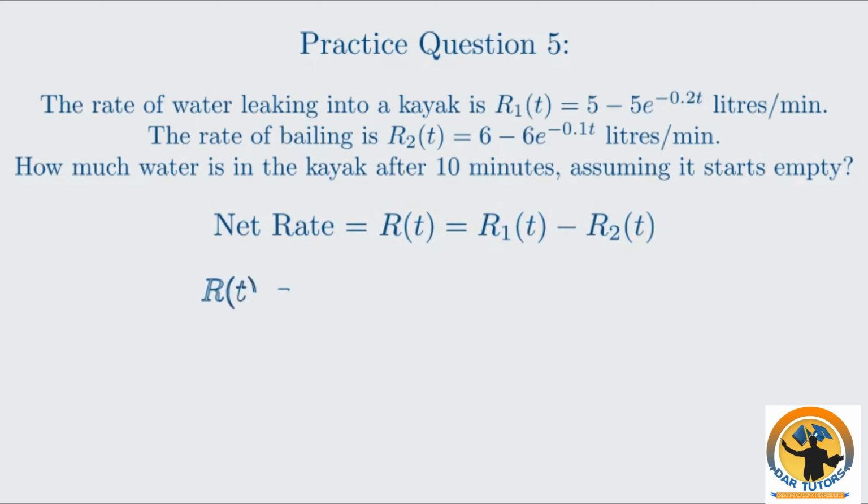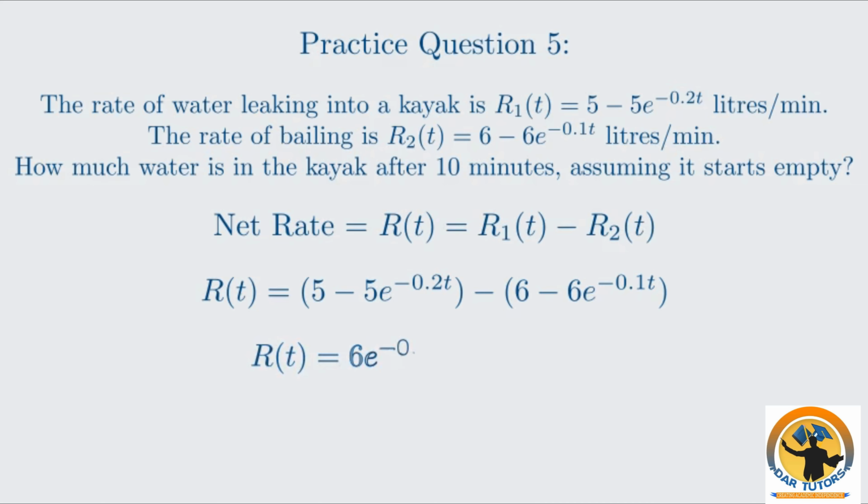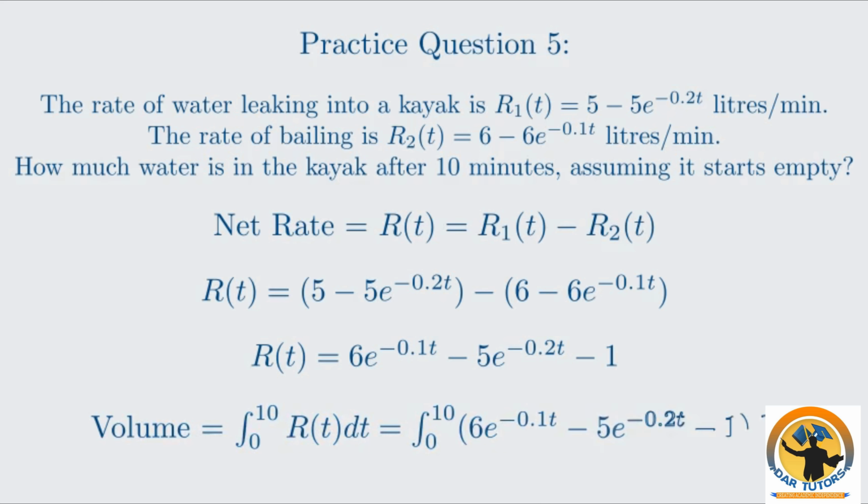Substituting the given functions, we get R of t equals (5 minus 5e to the negative 0.2t) minus (6 minus 6e to the negative 0.1t). Simplifying this expression, the net rate is 6e to the negative 0.1t minus 5e to the negative 0.2t minus 1. To find the total amount of water after 10 minutes, we integrate this net rate from t equals 0 to t equals 10. The total volume is the integral from 0 to 10 of R of t dt.